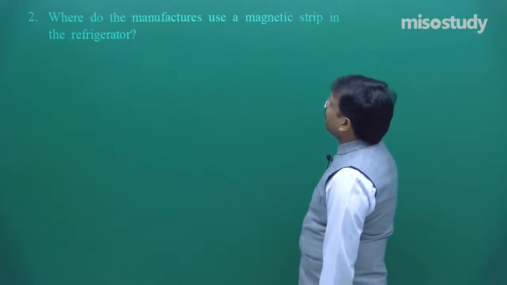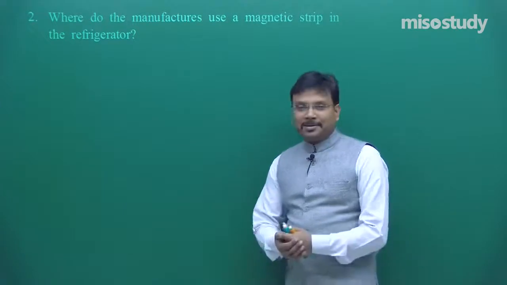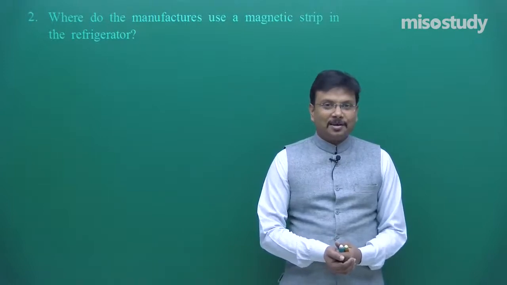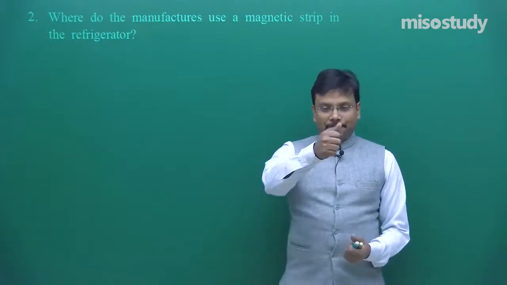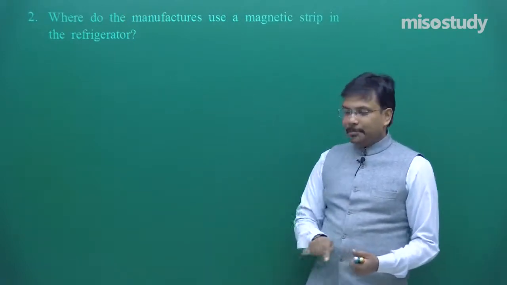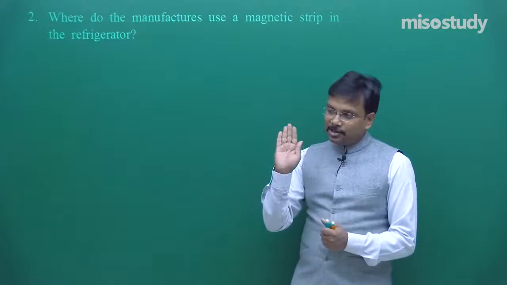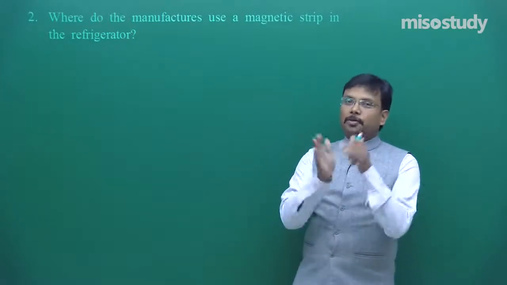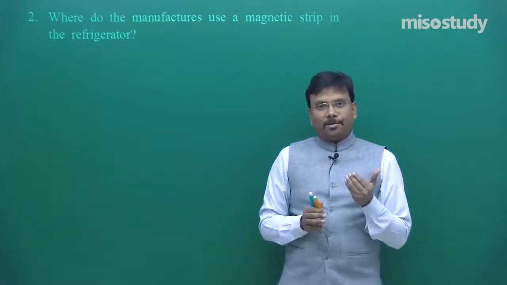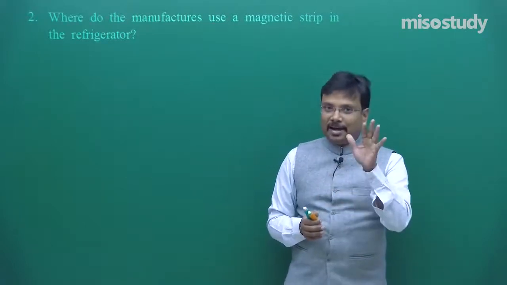Where do the manufacturers use a magnetic strip in the refrigerator? In the door. If you open the refrigerator, you will find a white colored plastic lining. This is basically a magnet. When you gently push the refrigerator door, it sticks with that, and it does not allow the passage of heat from outside or cold from inside. No exchange like that.